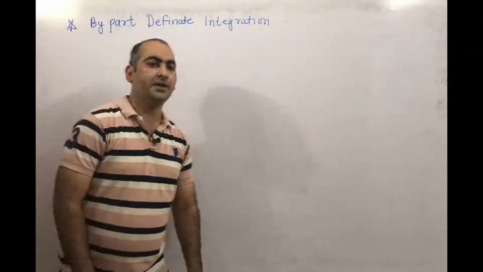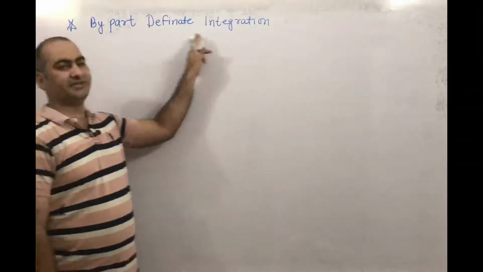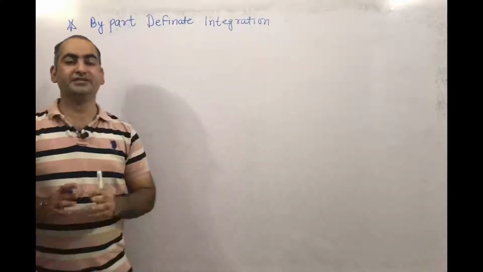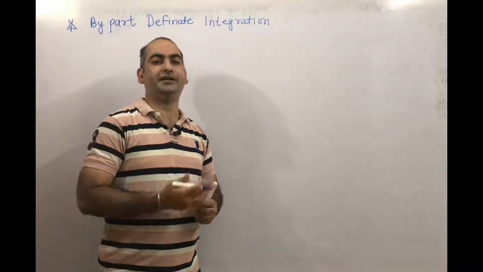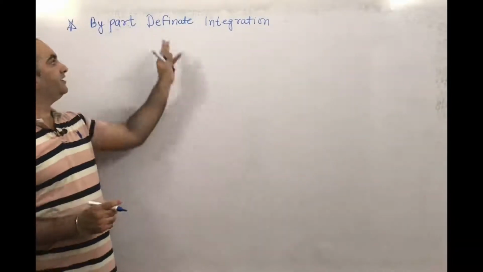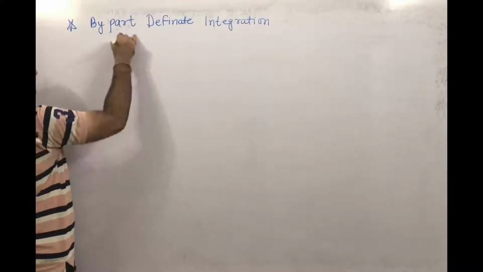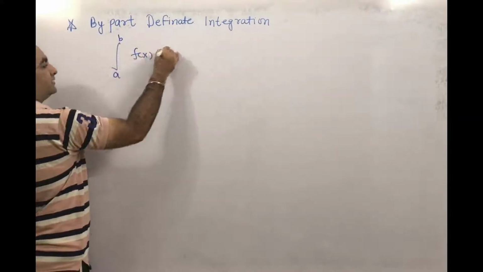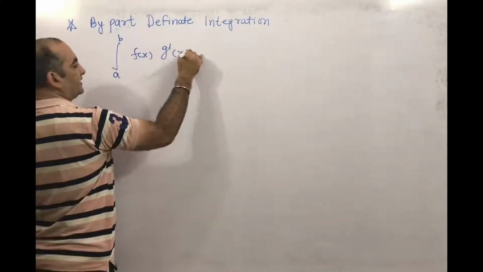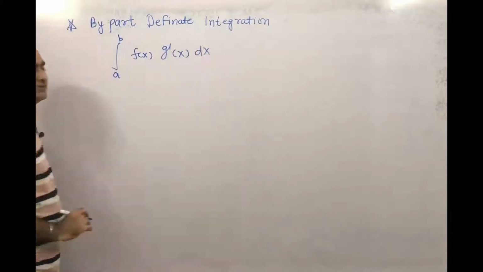Next we are discussing by-parts definite integration. We already discussed by-parts integration in indefinite integration, but in definite integration, how to apply that formula, I am discussing here. So here we are taking the integration from a to b of f(x) into g'(x) dx. This function we are taking.